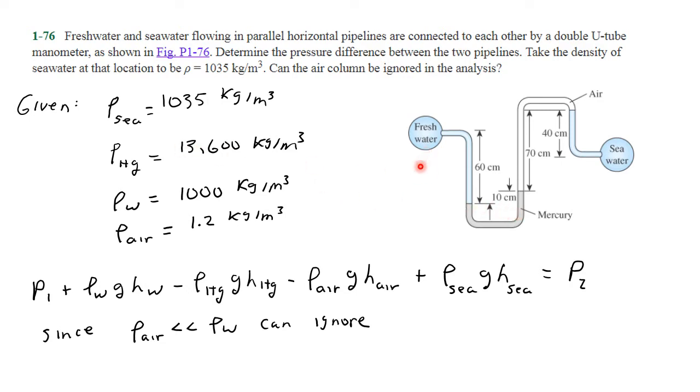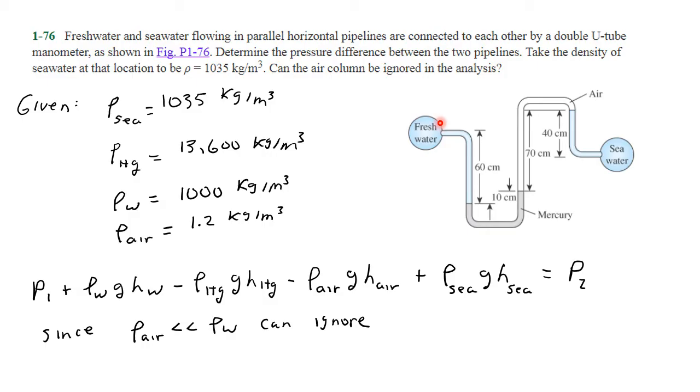In this situation, we have freshwater and seawater, and these are at different pressures. We're going to call P1 the pressure in the freshwater tank, and P2 the pressure in the seawater tank. Here you can see we have different liquids: freshwater, mercury, air, and then seawater. So we need to look up all of those densities. The density of seawater is given, but we have to look up the density of mercury, freshwater, and air.